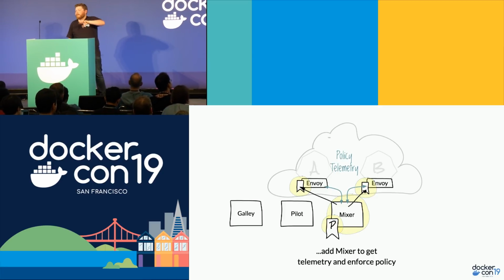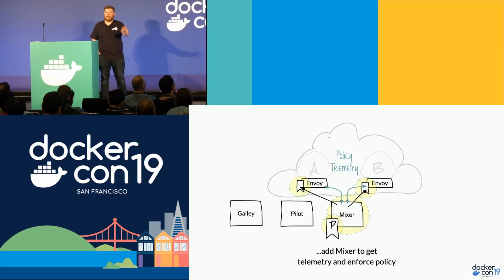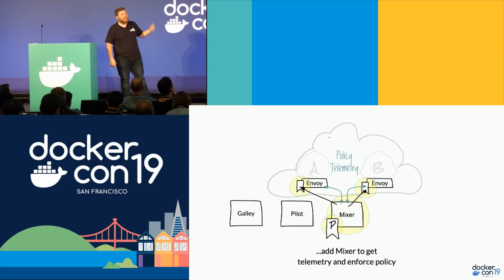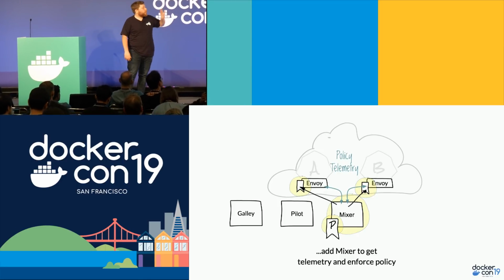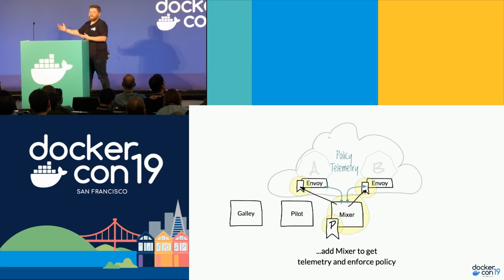On the other side of the request, asynchronously and out of band, after Envoy has finished processing it, it'll take raw metadata about the request and push it into Mixer. And this is the piece where we generate telemetry about the deployment.